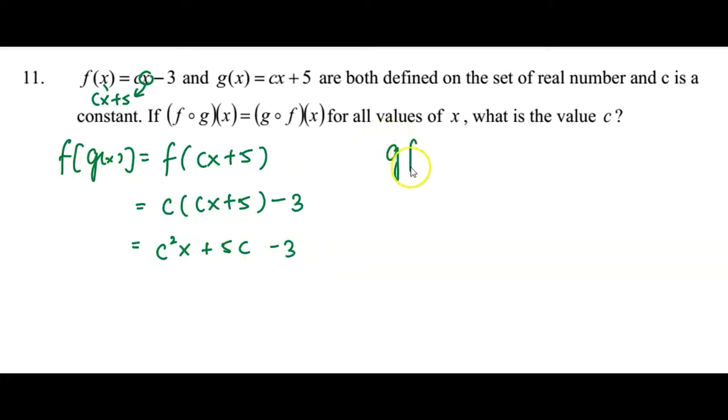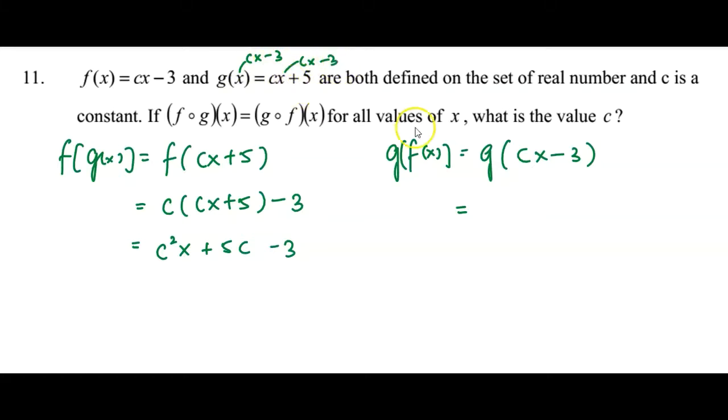And for the function g of f of x, I will use the same approach. I will put my f of x as cx minus 3, which is given by the question. This is cx minus 3. And g of cx minus 3 means that this x will be cx minus 3, the same as this x. So I will have c of a cx minus 3 multiplied by cx minus 3 plus 5. So expand it, you have c squared x minus 3c plus 5.